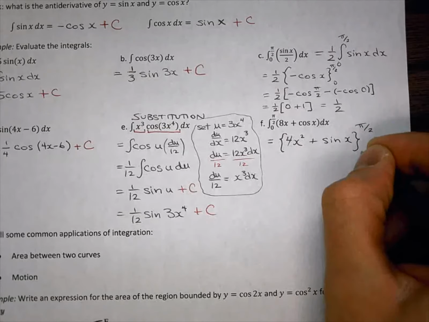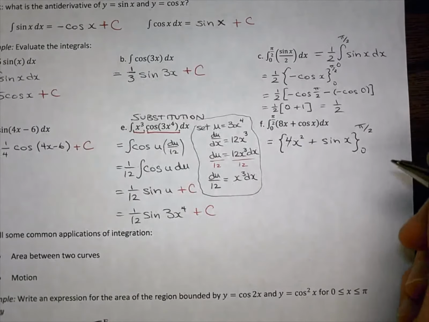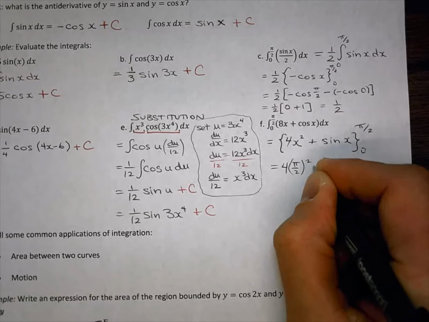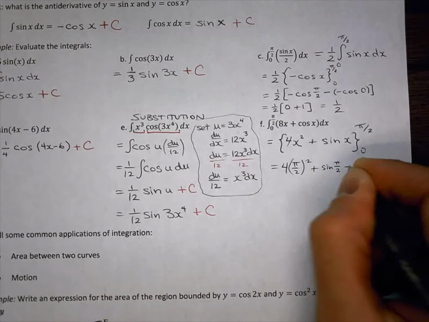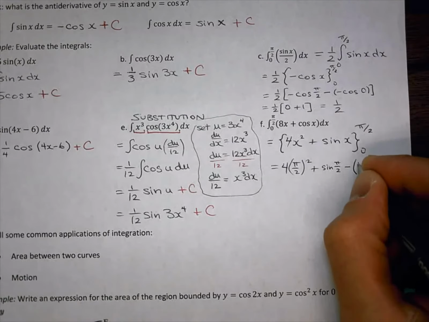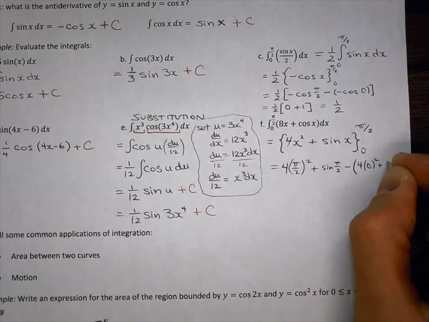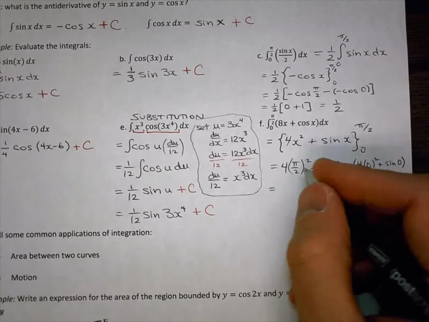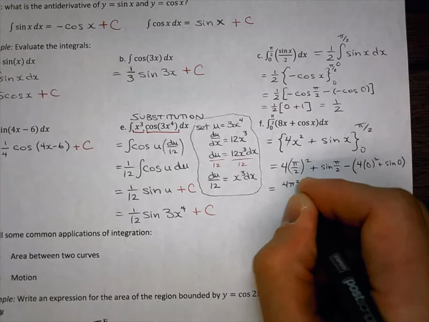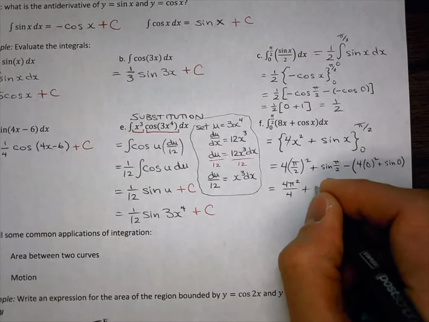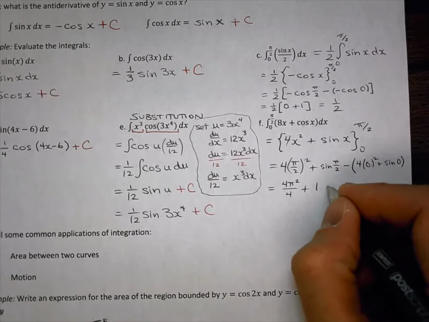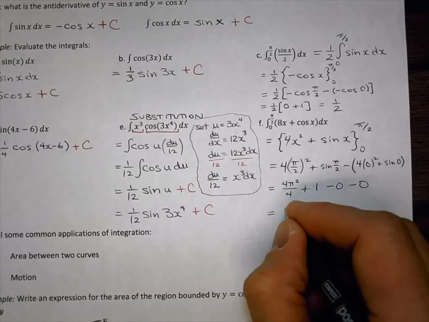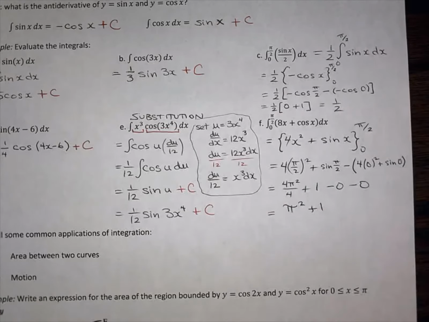And now I have some bounds to sub in. Okay, well this gives me 4 times (pi/2) squared plus sine(pi/2) minus 4 times 0 squared plus sine 0. Let me clean this up a little bit. I have now 4 pi squared over 4 plus sine of 90, which is just 1, minus 0, minus sine of 0, which is 0. So I end up with pi squared plus 1, which is a nice answer.